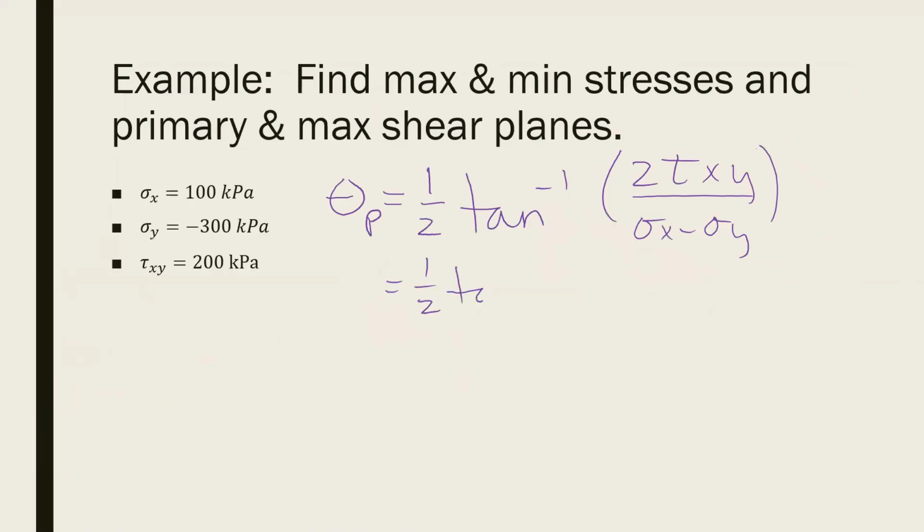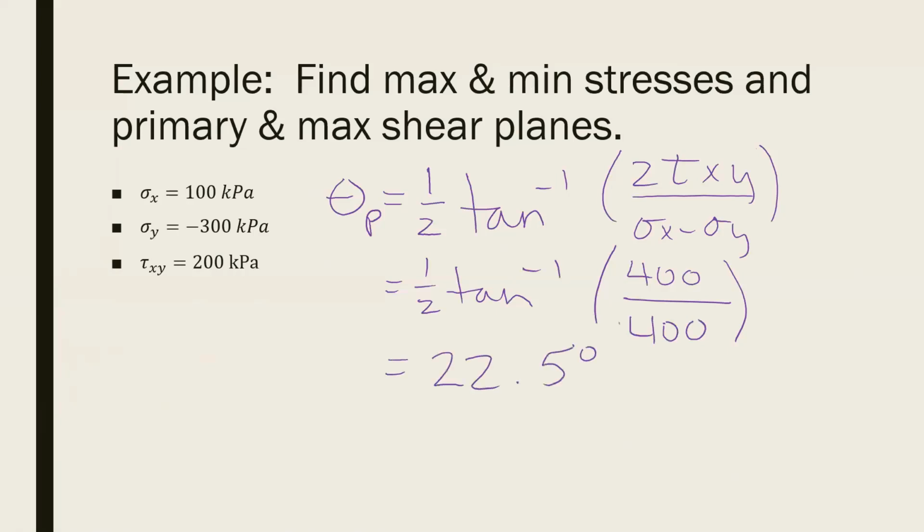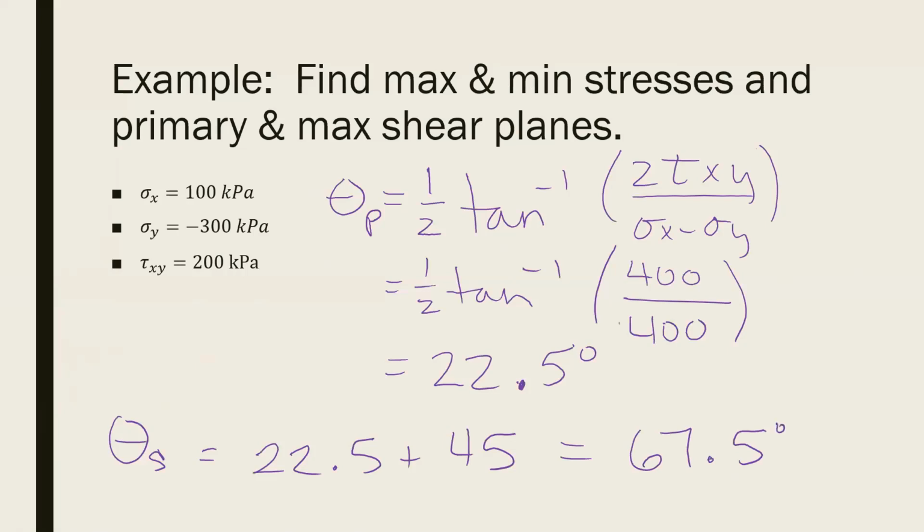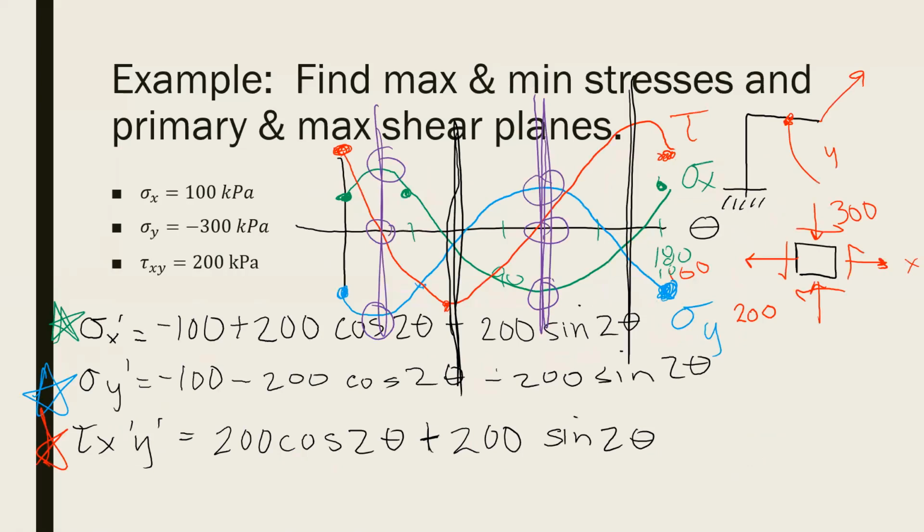Cool. So that's 1/2 inverse tangent of 400 over, is that over 400? Let's see. I think so. 100 minus a negative 300. What's the inverse tangent of 1? 45 degrees. Okay, so this is 22.5 degrees. And that means that theta s has to be 22.5 plus 45, or 67.5 degrees. And that should line up with what we saw here. Right here, right in the middle between the 0 and the 45 is where we had our maximum principal plane. And then another 45 degrees from that was our maximum shear plane.